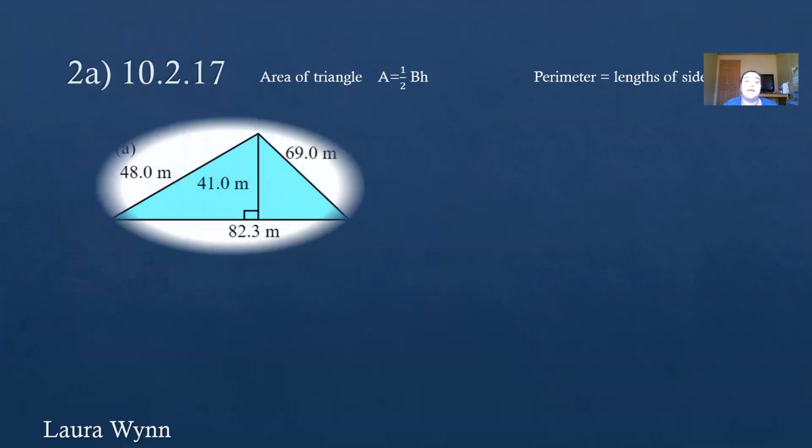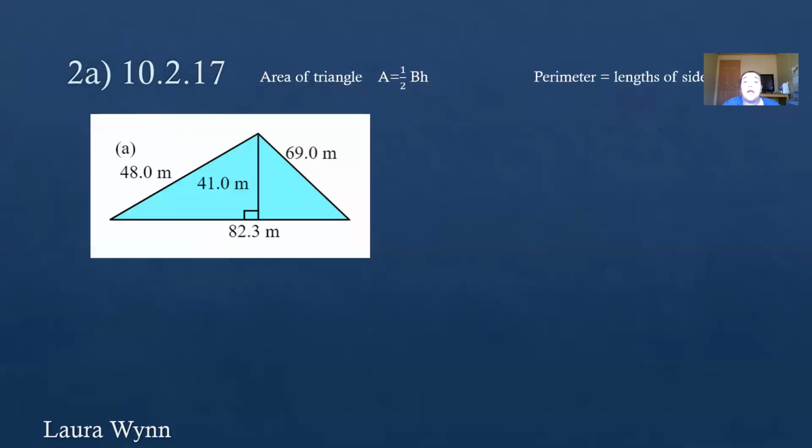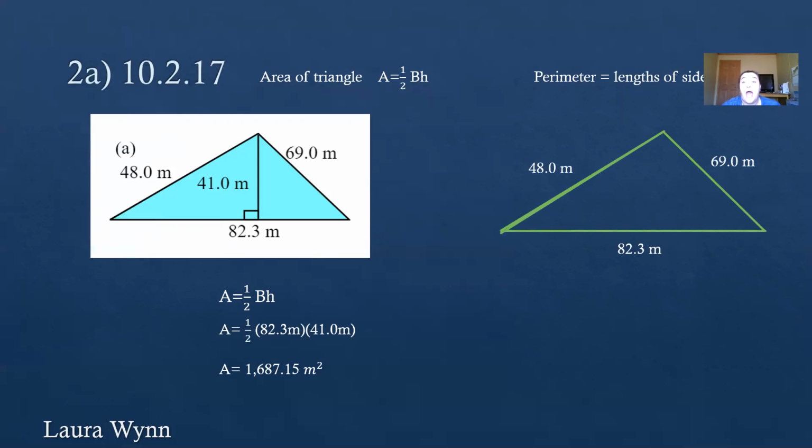Okay, here's our first triangle it gives us. Now we need to find the area of the triangle. So we know that area is equal to 1/2 times base times height, where b stands for base, which is going to be 82.3 in this problem, and the height is actually 41. We multiply those together and it gives you 1,687.15 meters squared. Now to find the perimeter, you just add the outside sides of the triangle. So we have 48, 69, and 82.3. You add them all together and it gives you 199.3 meters.